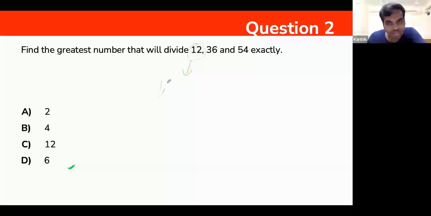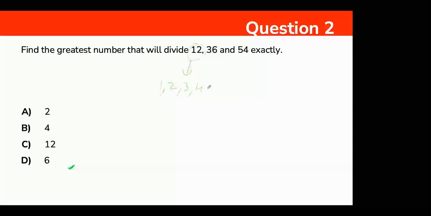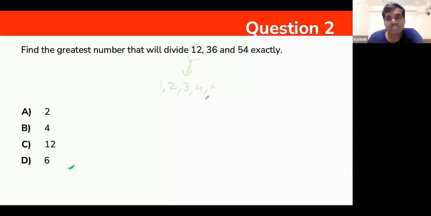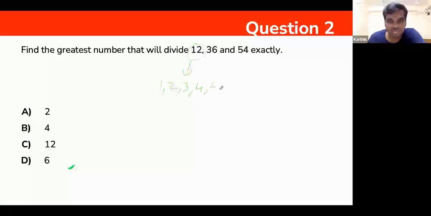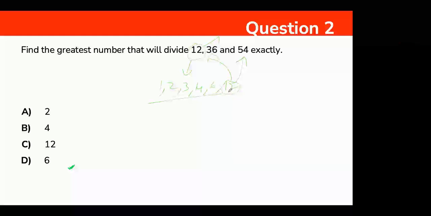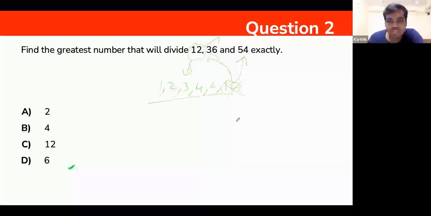Next, is 2 a factor? Yes. 3, yes. 4, yes. And then 6. 6 into 2, no? And 12. Correct? Yes or no? Now, after writing this, you come from the biggest number, 12. Is 36 divisible by 12? Yes. 12 threes are 36. Is 54 divisible by 12? No. So 12 is not my HCF.